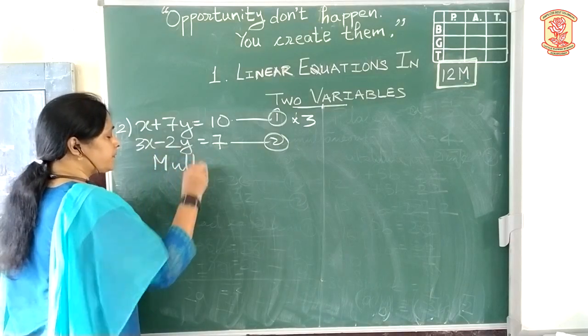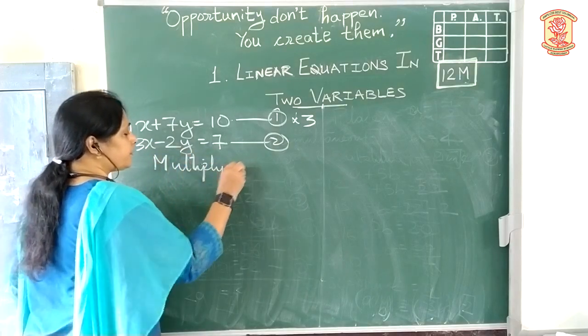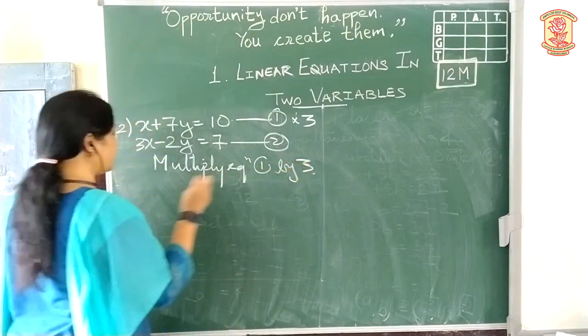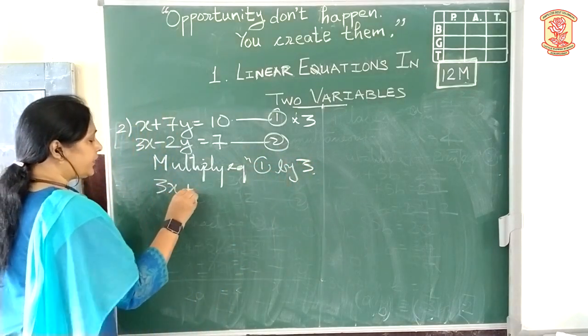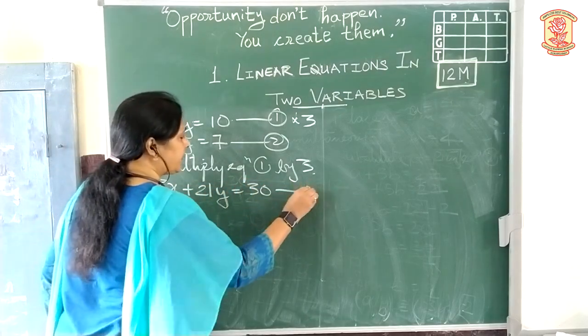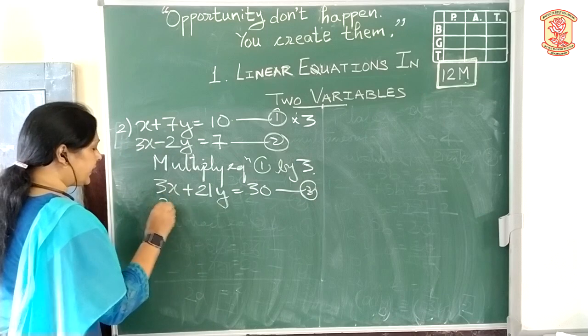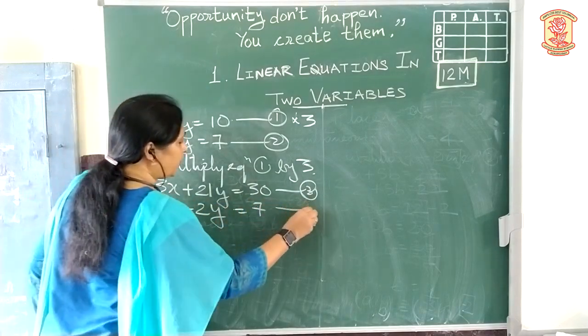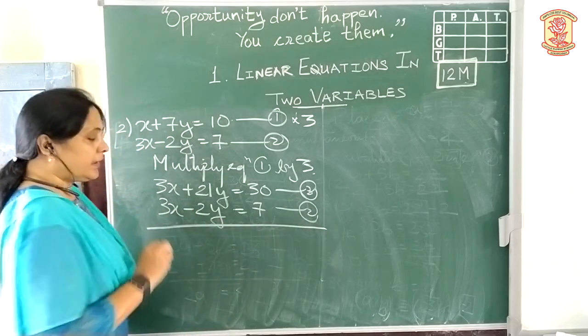Multiply equation 1 by 3. So it comes out to be 3x plus 3 sevens are 21y equals 10 threes are 30. So this becomes the third equation, and the second one we keep as it is.